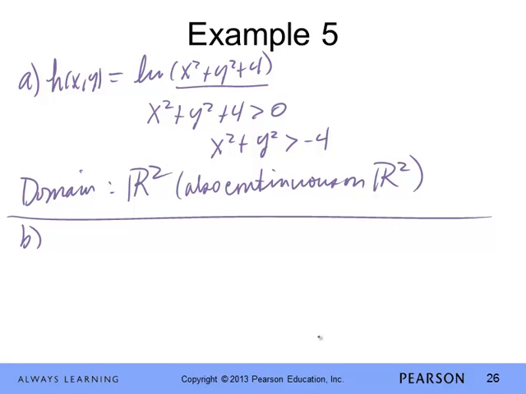B, here we have h of x comma y equal to e to the x over y. Outer function is the exponential. The inner function is x over y. The inner function is going to be not defined when y is equal to 0.